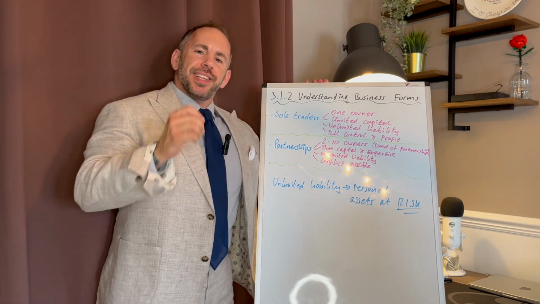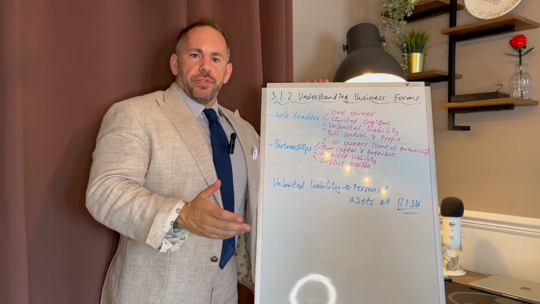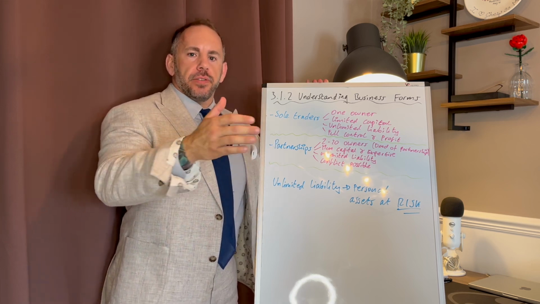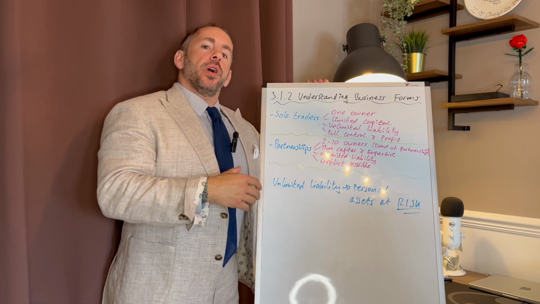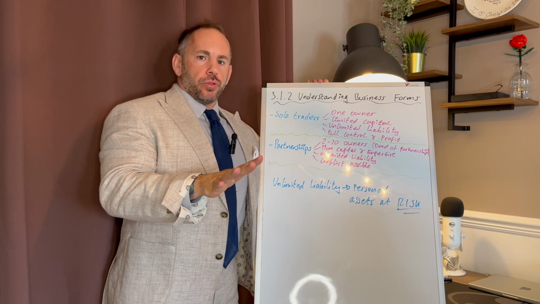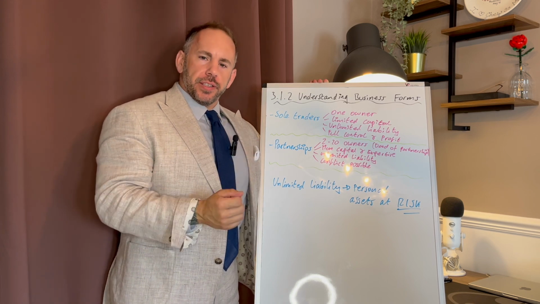Hi, and welcome to this AQA A-Level Business revision video, focusing on 3.1.2, understanding different business forms. In today's video, we're going to look at the four main ownership styles of owning a business, as well as mutual businesses, and their link to risk.